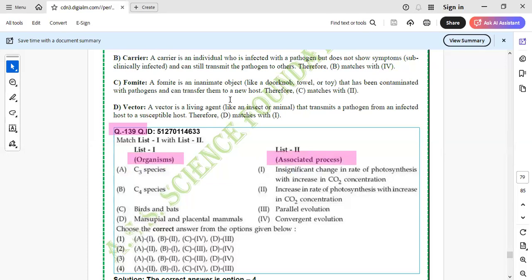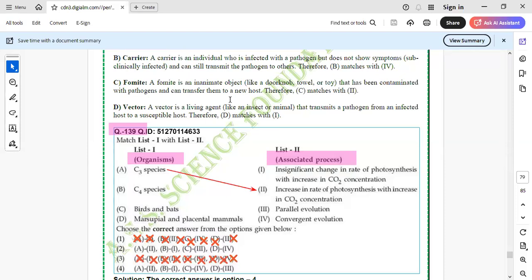I had only one solid hint here, guys. The one very solid hint was that for C3 plants, there is an increase in the rate of photosynthesis with increase in CO2 concentration, which I have taught you in the CO2 fertilization effect, that the first benefit goes to C3 plants, right? So this was a very good hint to catch this question, that A belongs to 2. The moment you say A belongs to 2, the 2 options are gone, because I am 100% sure that A belongs to 2. That is written in my booklet.